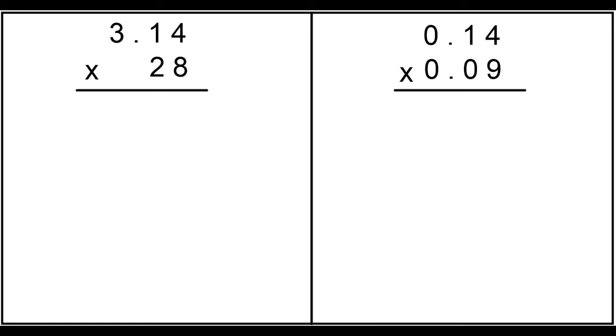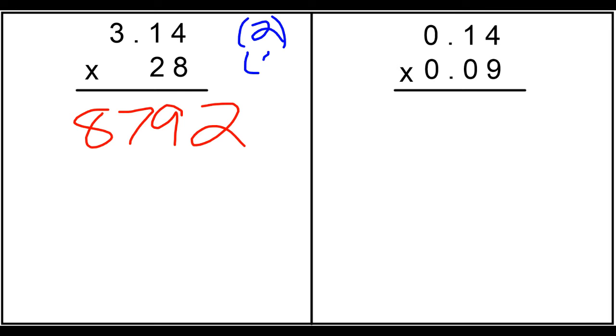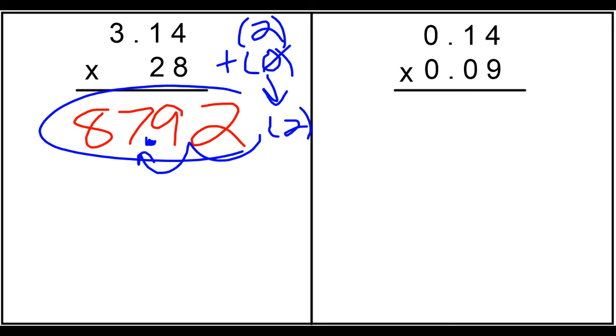So for the one on the left, 3.14 times 28, the digits you should arrive at in your product from left to right are 8, 7, 9, and 2. Now, our first factor has 2 decimal places. Our second factor has 0, so our product should have 2 from the right. 1, 2 decimal places, to give a product of 87.92.